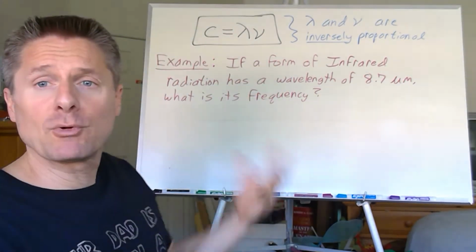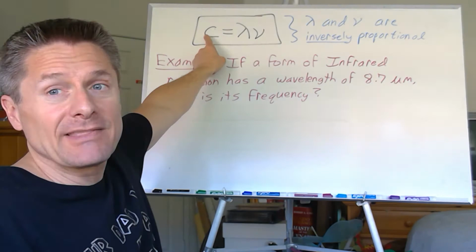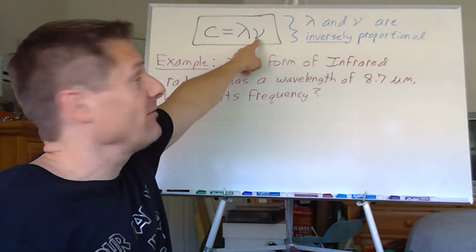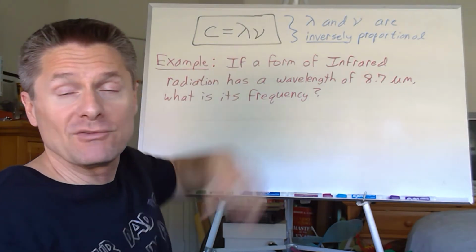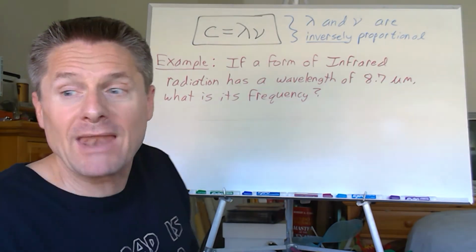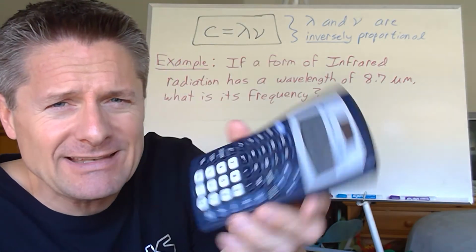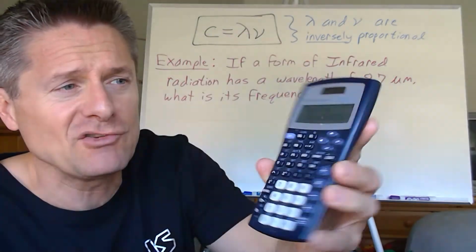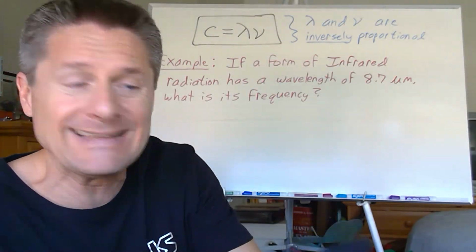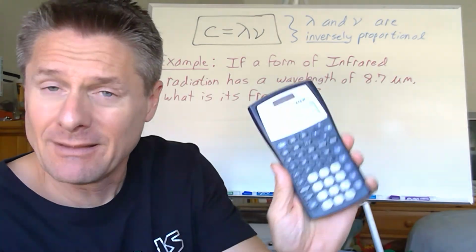So here's a typical type of problem. Obviously, if this is a constant that I provide you, if I give you wavelength, you can solve for frequency. If I give you frequency, you can solve for wavelength. It's pretty simple mathematically, but you must be quite adept at using scientific notation or exponential notation. So know where your button is. Is it an EXP button? Right? That's my favorite one.